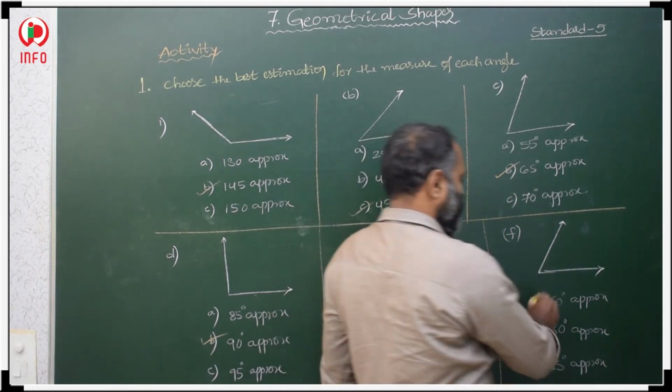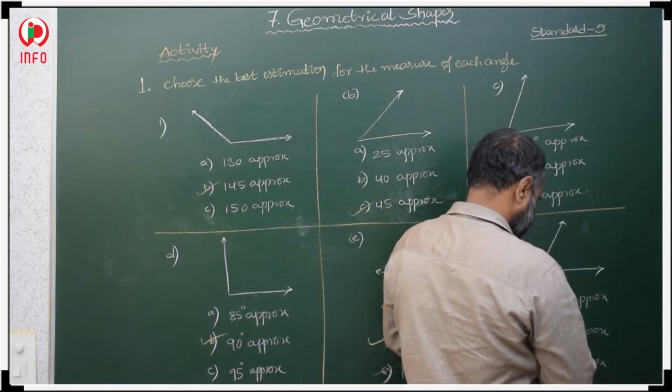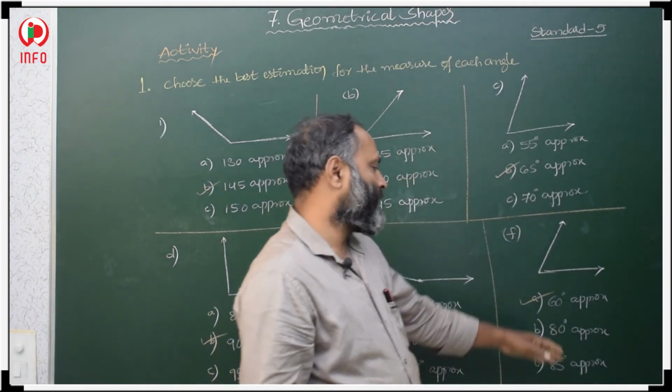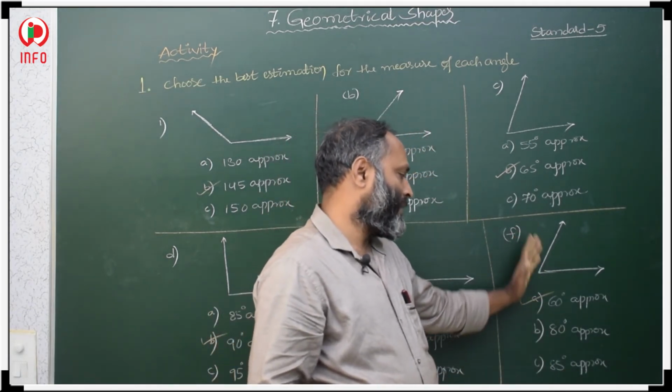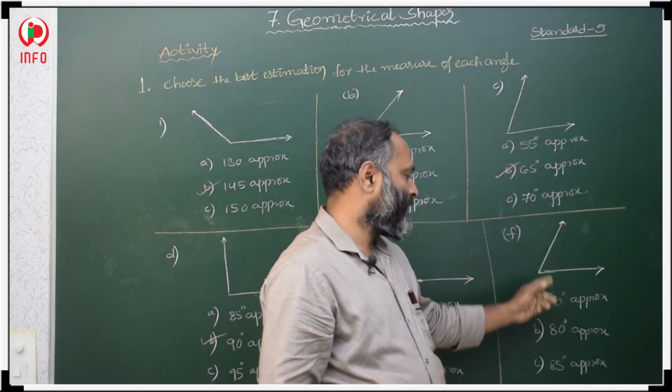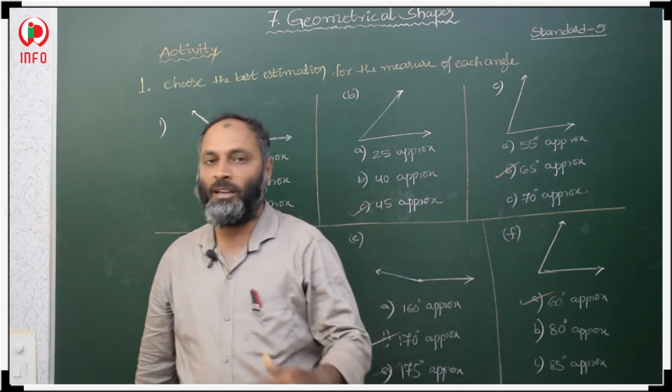Here it is approximately 60 degrees. It is very easy to say that 80 is near to 90, and 85 also near to 90. So this angle is not near to 90. So it is 60 degrees. In that way, think and you write your answer.